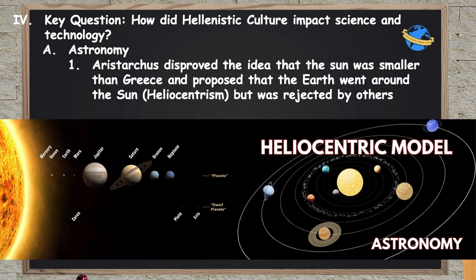Now, Aristarchus actually disproved this idea. Now, he didn't get close to the actual size of the sun, but he made an important step furthering this idea. He also proposed the heliocentric model of the universe, but most people rejected this. Heliocentrism is the idea that everything in the solar system revolves around the sun. So he suggested this model, but most people didn't believe it.